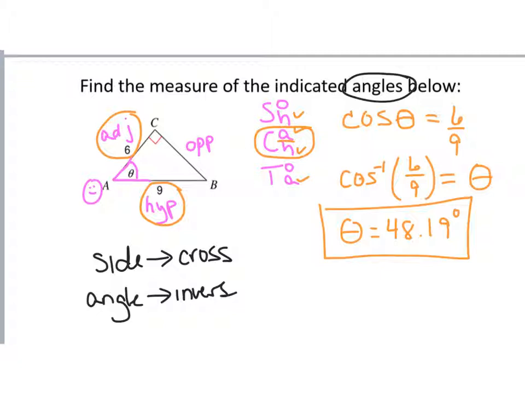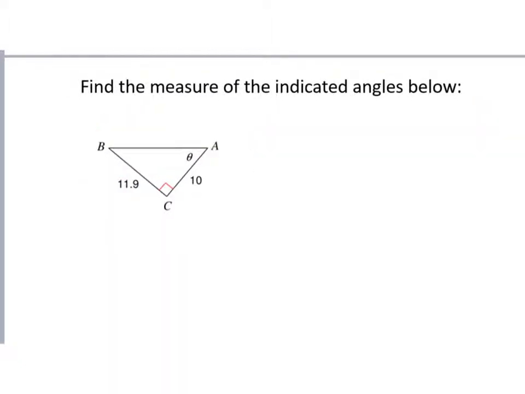Okay? All right, let's look at the next one. Same thing. I'm going to figure out what angle I'm trying to find. That's the angle I'm standing at. And then I'm going to label my sides. I've got a hypotenuse across from the 90. My adjacent is the other side that touches the angle. And then all the way across is my opposite side.